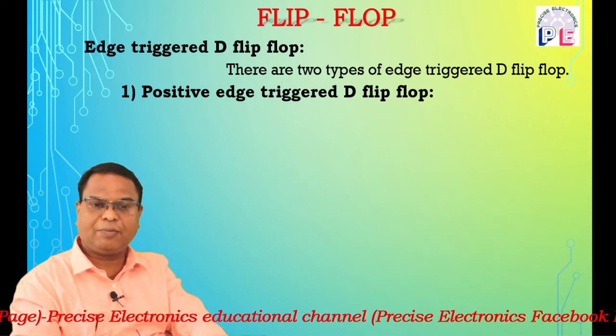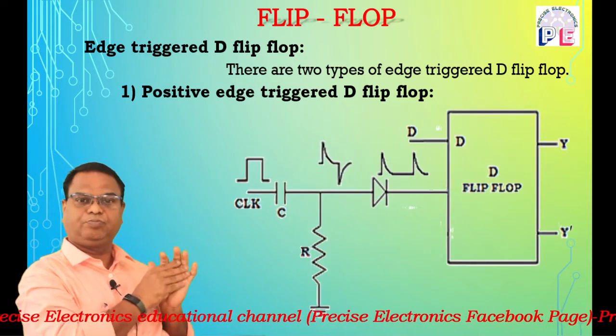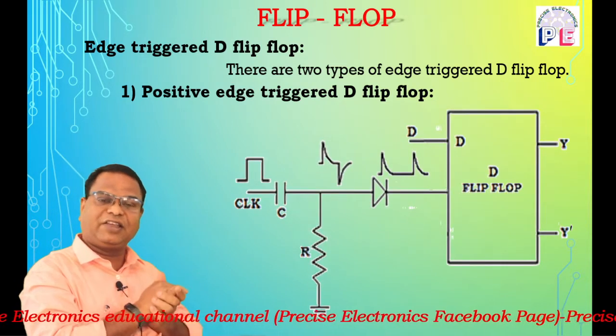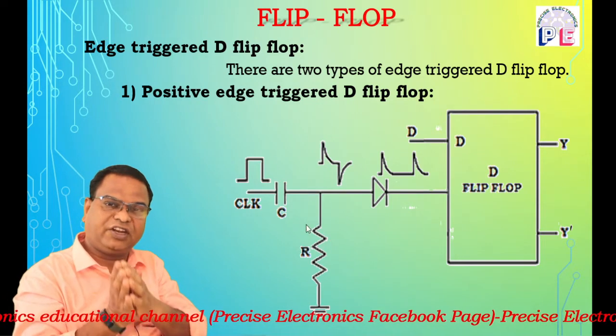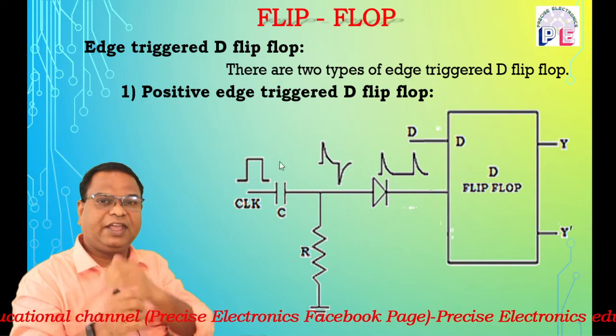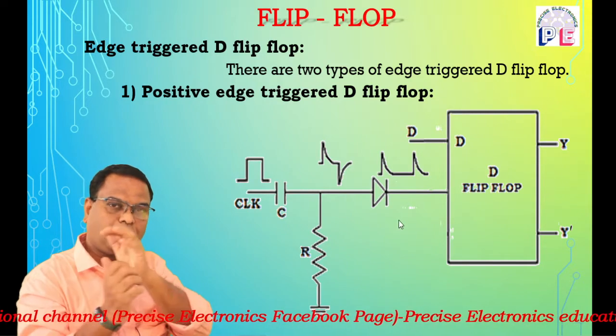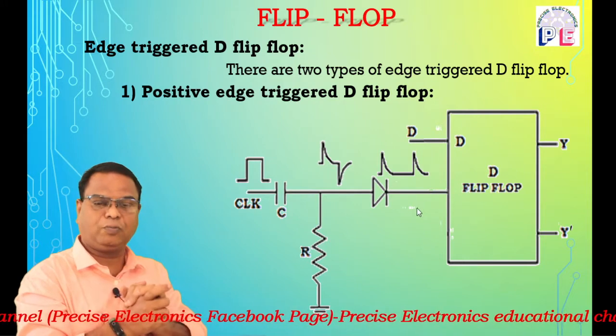The logic diagram of the positive edge trigger D flip-flop is now going to be displayed on the screen. From this diagram, it is clear that the input clock pulse is applied through a differentiator circuit. The capacitor and resistor network is used and then a diode is used, and the output of this network is applied to the clock terminal of the D flip-flop.